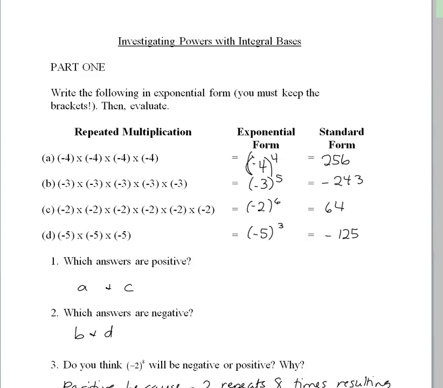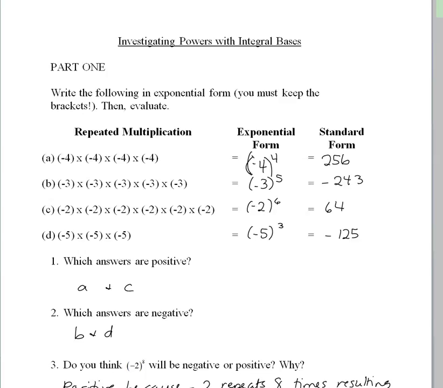Okay, compare your answers to what is showing here. Hopefully you remembered to keep the bracket for each one, and when you punched it into your calculator, you would have gotten these answers. Just double check that your answers are correct. When you look at this, you're going to notice that part A and part C are both positive, and part B and part D are both negative. Look at some of the connections between them. Why do you think A and C are positive, whereas B and D are negative?